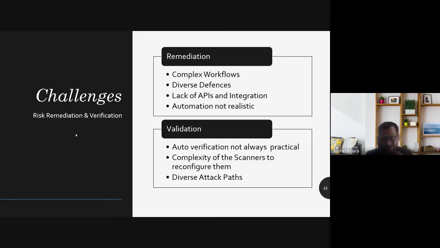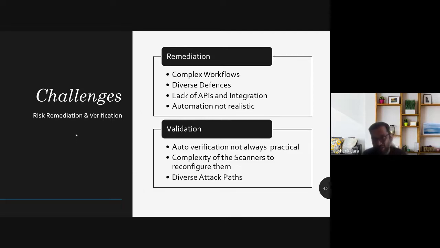So there are numerous challenges from a remediation perspective. There are complex workflows, diverse defenses. On average, a large organization deploys 40 security products, based on some survey. The number can be anywhere between 6 to 40, or 8 to 40, if I recollect right. There are firewalls, IPS rules, WAFs, encryption technology, key management services, and a wide variety of defenses as well.